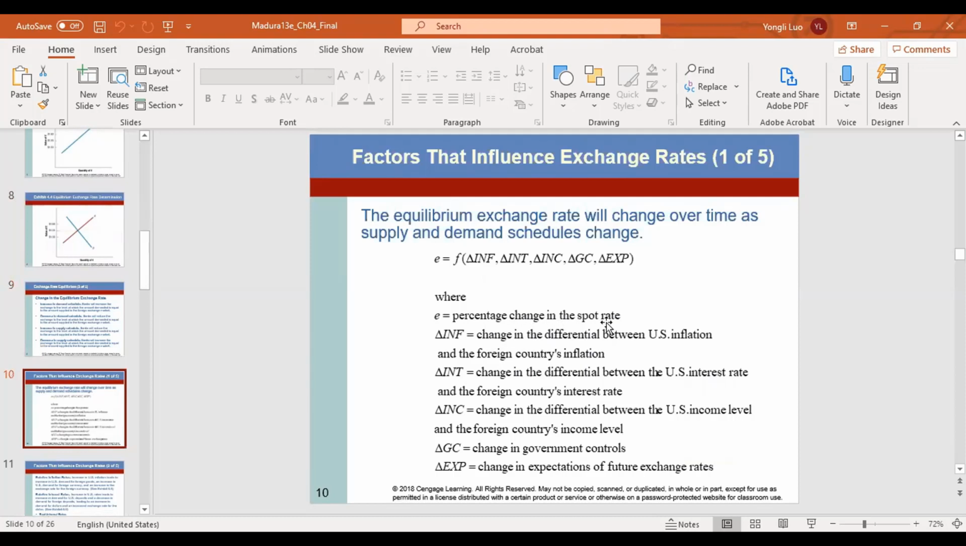The percentage change in spot rate will be affected by changes in inflation, the differential between US inflation and foreign countries' inflation, the differential between the US interest rate and a foreign country's interest rate, the change in income level, the change in government controls, and the change in expectations of future exchange rates.